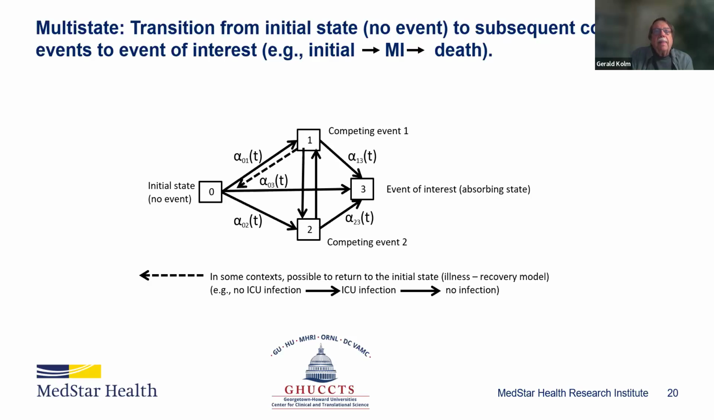Now, in the cardiovascular field, obviously, whatever event you have, there's no return to the initial state. But in some contexts, that's possible. So, for example, if we're looking at ICU infections, in our initial state, everybody starts out with no infection, then they get an infection. But then in terms of the follow-up time, it might be possible that they once again have no infection. They're back to the initial state, and that's what's represented by the dashed arrow.